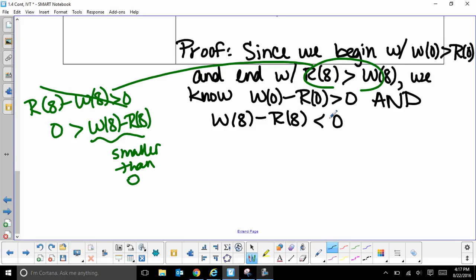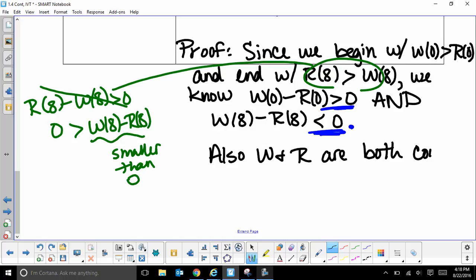So I could say W of 8 minus R of 8 is less than 0. Okay, so I've shown on one side that I was greater, and I've shown on another that I was less. This is like the whole positive negative thing. All right, since we begin with that, we know that this is true. Also, W and R are both continuous functions. And if you don't specify where, that means they're continuous everywhere. But we know they're continuous for W everywhere, but we know only about R from 0 to 8, so we're going to say continuous on 0 to 8.